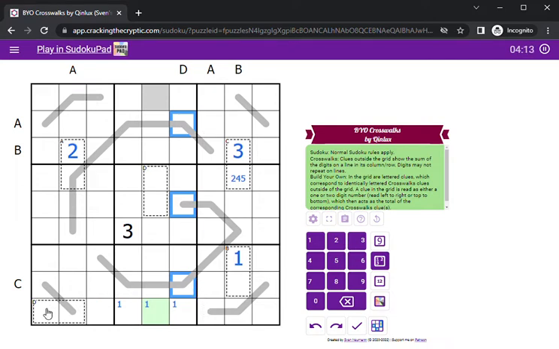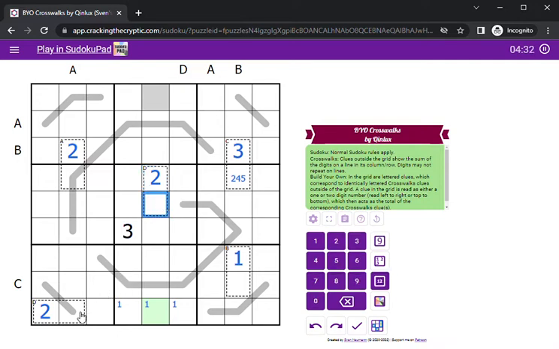But it can't be a 10 number because the 1 is here. So the first digit has to be a 2. The second digit can't be a 1 because it's here. Can't be a 2 because that would repeat. Can't be a 3 because it would repeat here. Obviously, both the D clues are the same number.